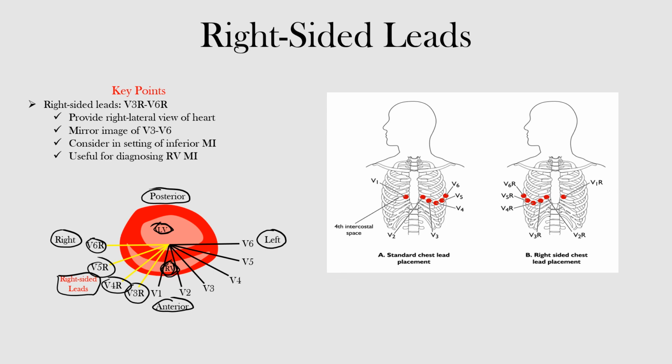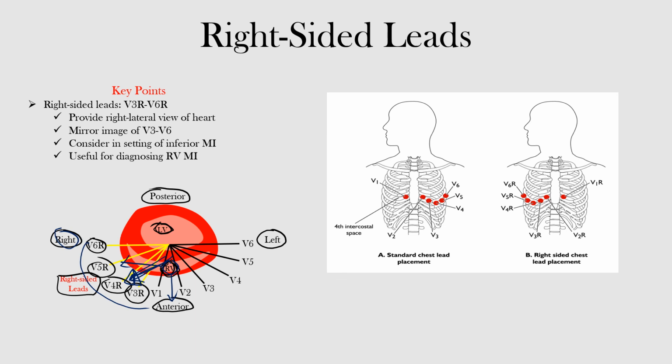During an infarct, here's our right ventricle, and things are directed anteriorly and to the right. So if we have an infarct in that area, we'll be seeing the vector heading in this direction, and in that direction is where these right-sided leads are. As you can see, the right-sided chest leads give us a right lateral view of the heart.